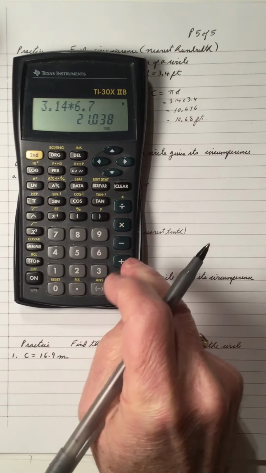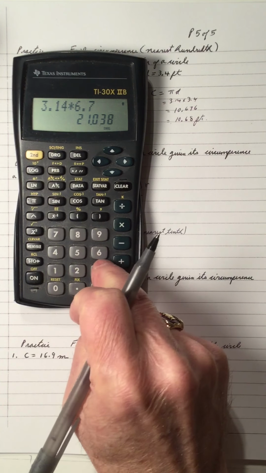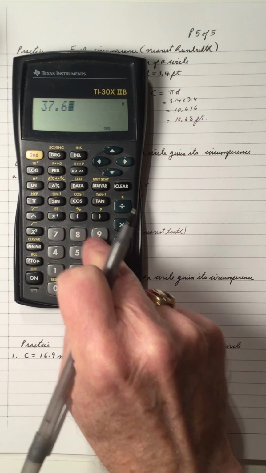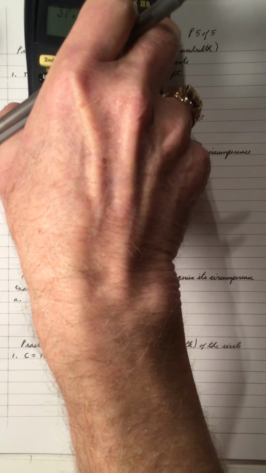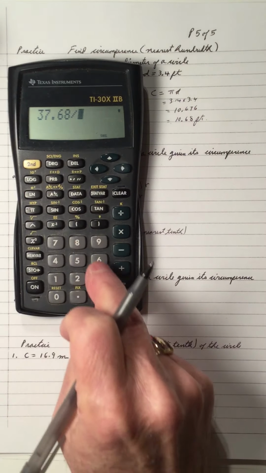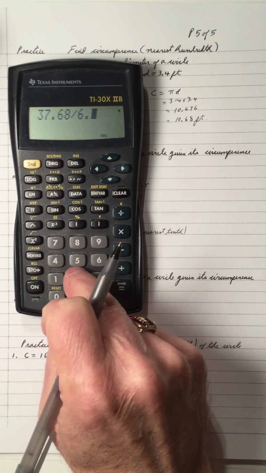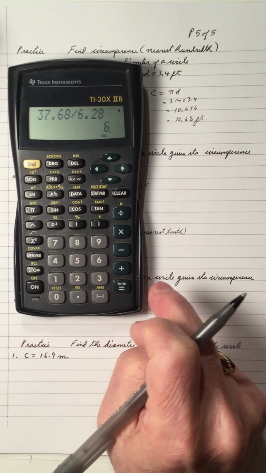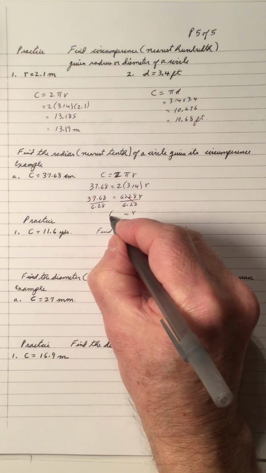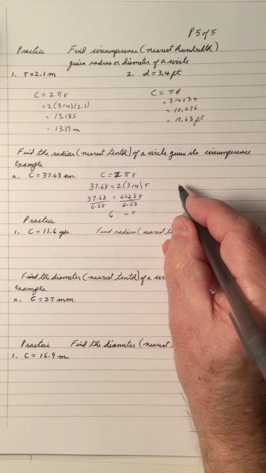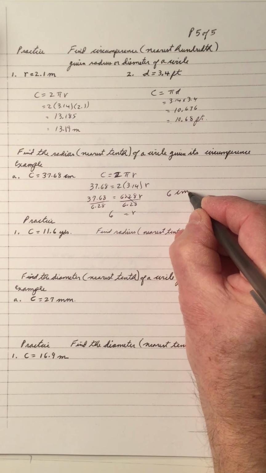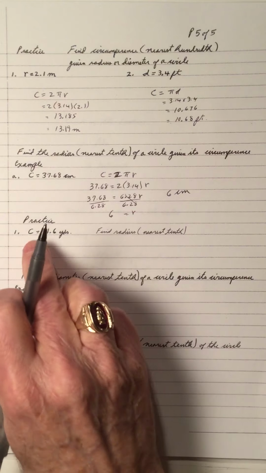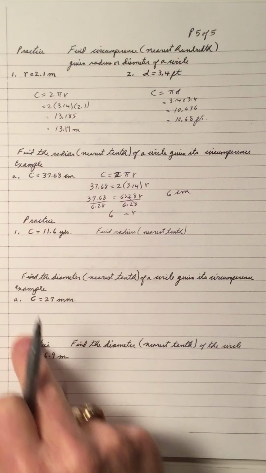And if I take my calculator and divide that out, I have 37.68 divided by 6.28, and I get 6. Perfect. I made it up to come out to be 6. So the answer for the radius is 6 centimeters. And what does practice mean? Practice means you work these out.